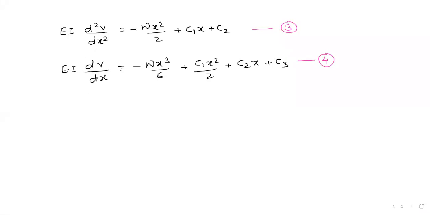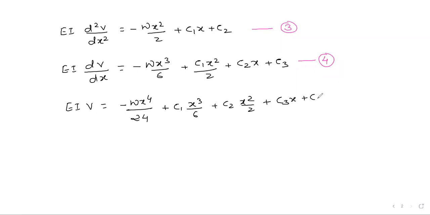Again I am going to integrate equation number 4. Once you integrate it, from here we will get V. So EI V will be equal to minus W x⁴/24. See, here the power is increasing, before it was decreasing. This is simple integration, you should know. Plus C1 x³/6 plus C2 x²/2 plus C3 x plus C4. This is equation number 5.